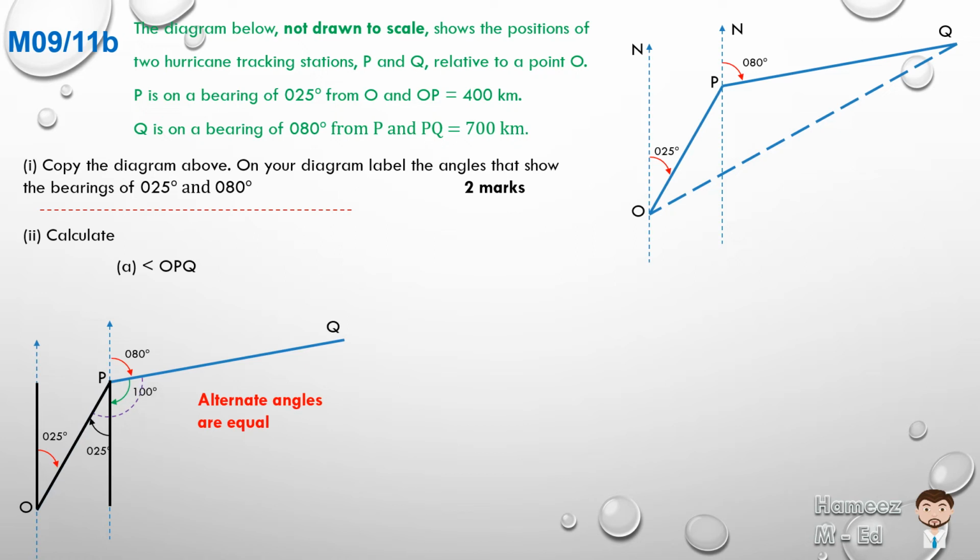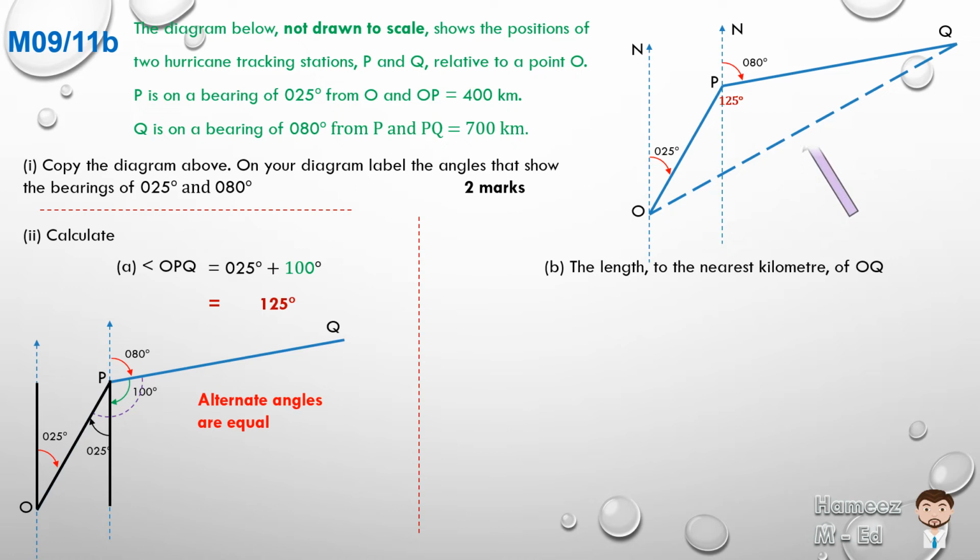As such, the angle OPQ is 25 degrees plus 100 degrees, which is 125 degrees. So we found angle OPQ. Part B, calculate the length to the nearest kilometer of OQ. So let's show you with that purple arrow where OQ is.